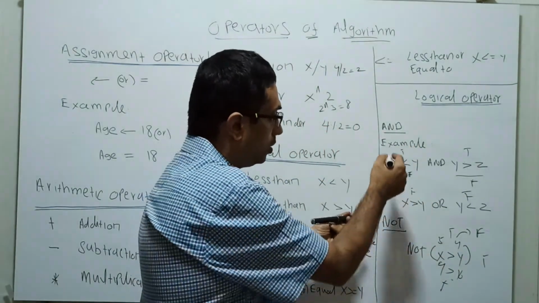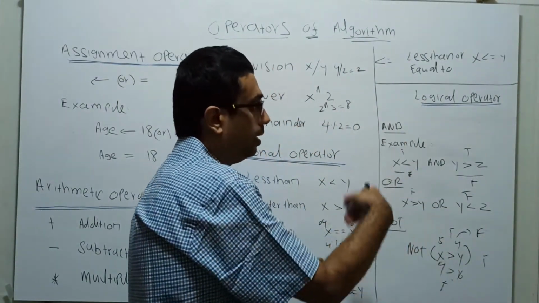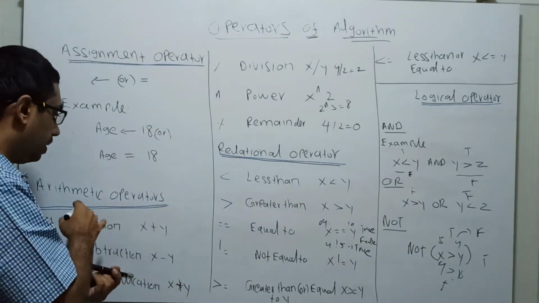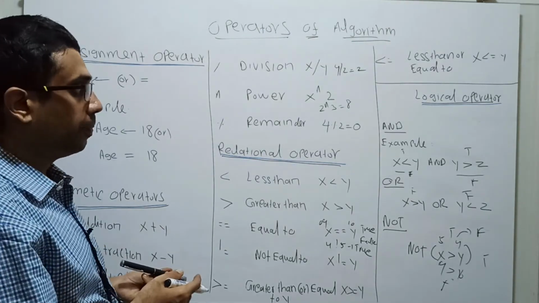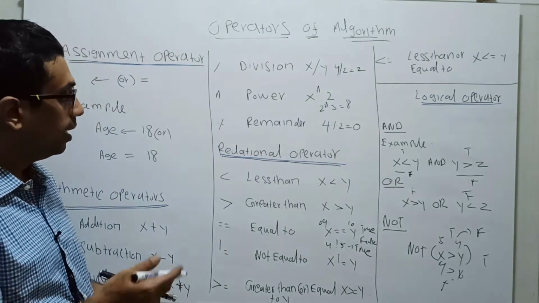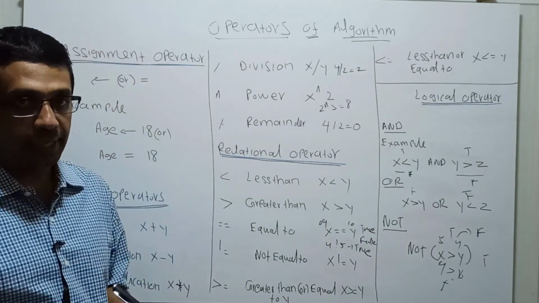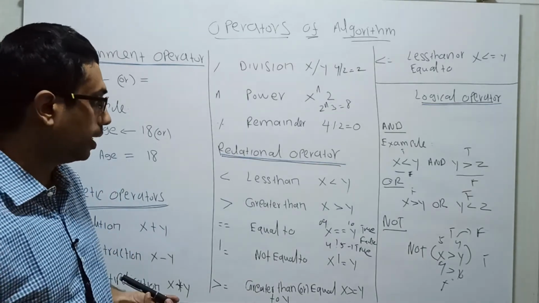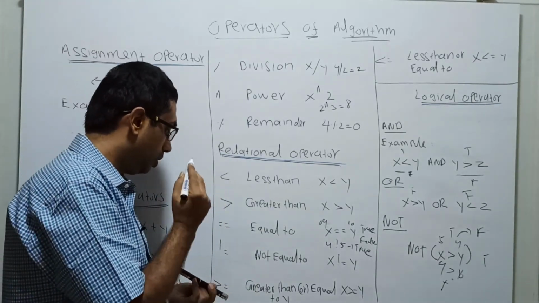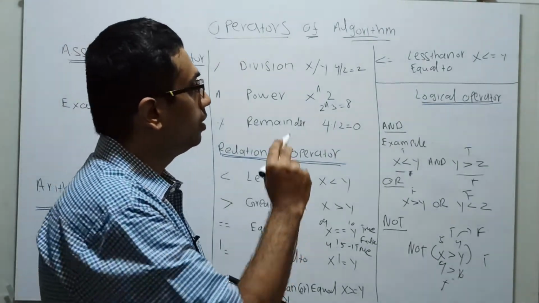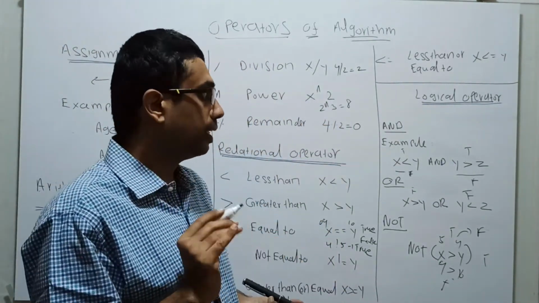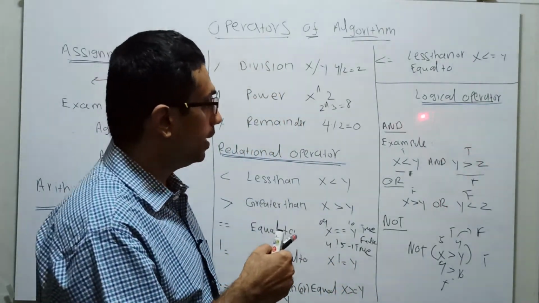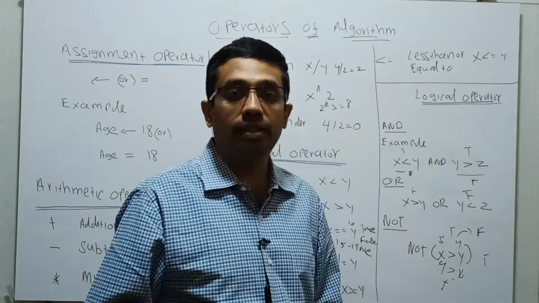So AND, OR and NOT are the logical operators. So we have four types of operators: the assignment operator and the arithmetic operator, which perform numerical operations and whose outcome is a numerical value. The relational operator is used to compare two variables or values. Less than, greater than, equal to, not equal to, greater than or equal to, and less than or equal to are the relational operators. Finally, the logical operators are AND, OR and NOT.